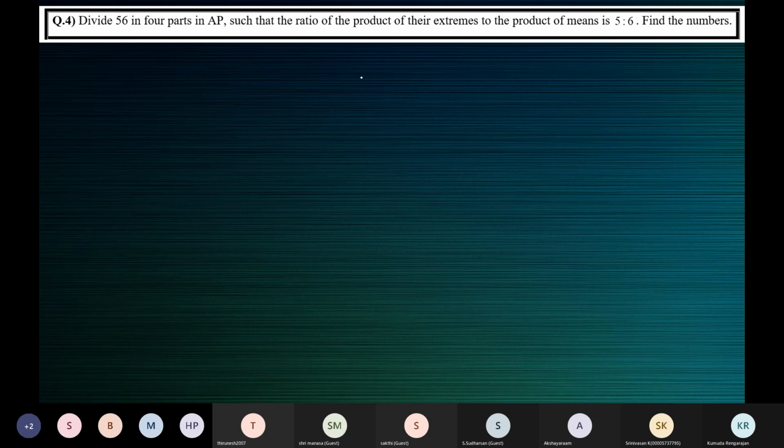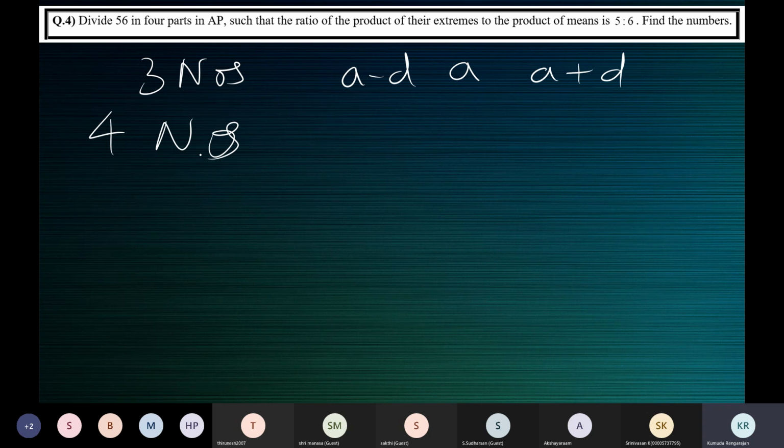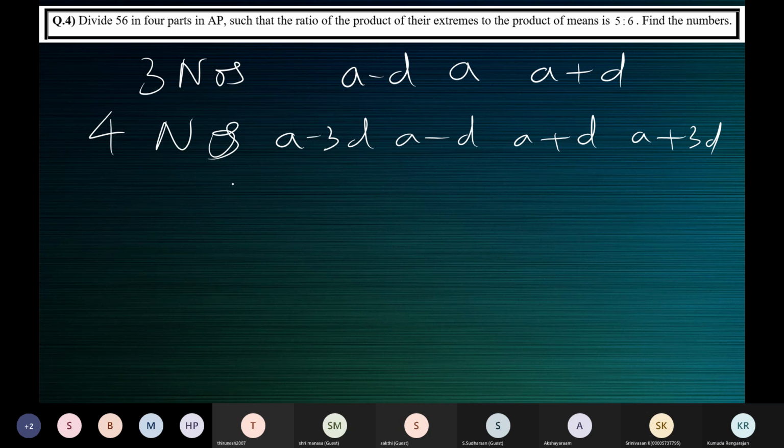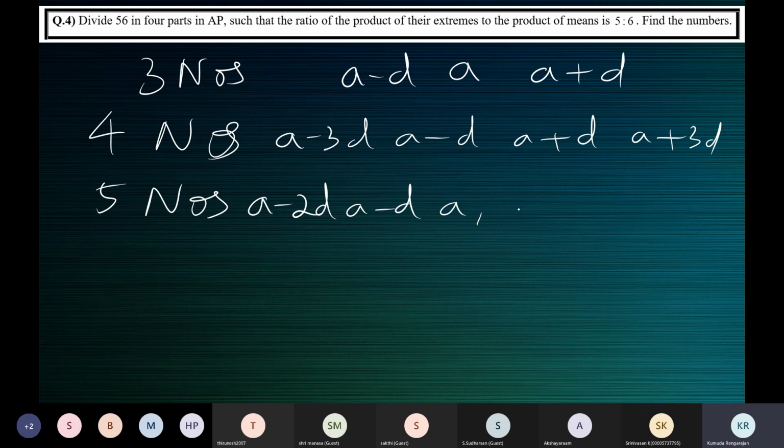Sorry. Yeah, so I was telling you, when you have to find three numbers in AP, go with the assumption A minus D, A, A plus D. Four numbers in AP, then A minus 3D, A minus D, A plus D, A plus 3D. If you have to find five numbers, then go with the assumption A minus 2D, A minus D, A, A plus D, A plus 2D.